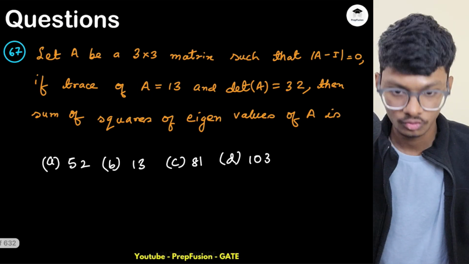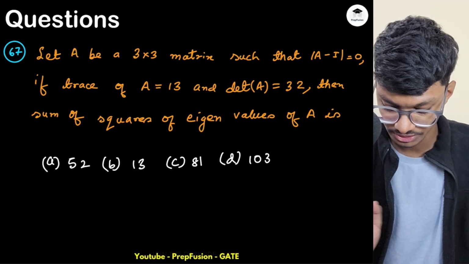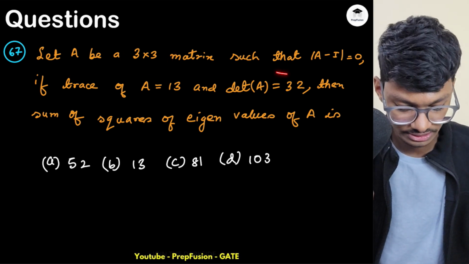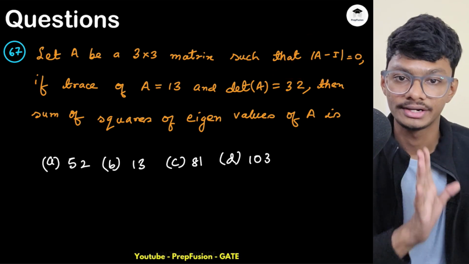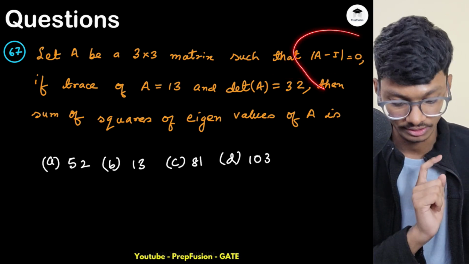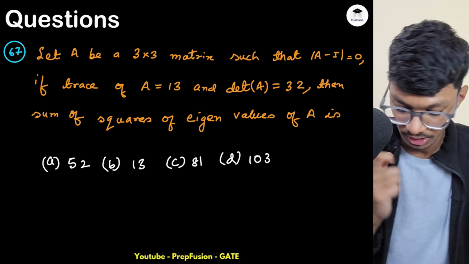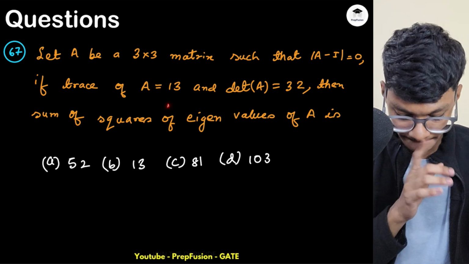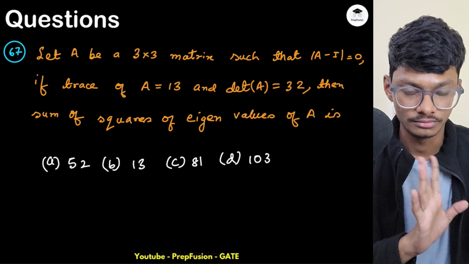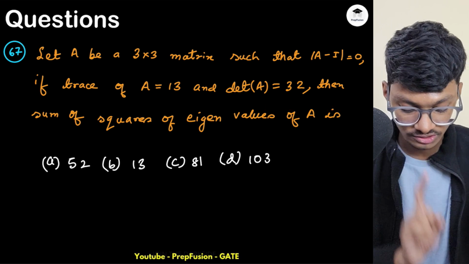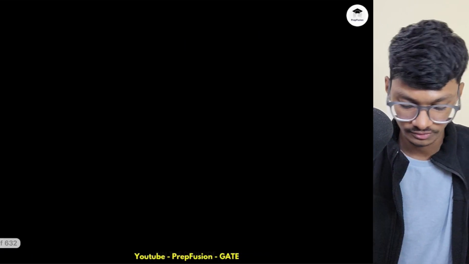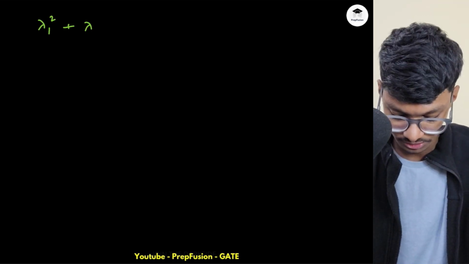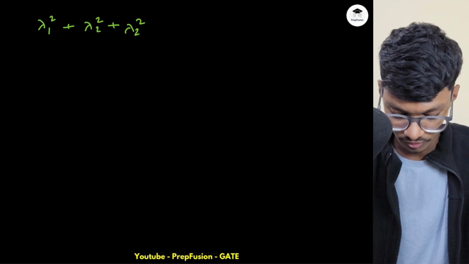Okay, so let's go to the next question now. The next question is talking about a 3 cross 3 matrix A that has determinant of A minus identity matrix equals 0. What does this mean? We'll understand this in a bit. It also tells us that the trace of A is 13 and the determinant of A is 32. We have to find the sum of the squares of the eigenvalues of A.